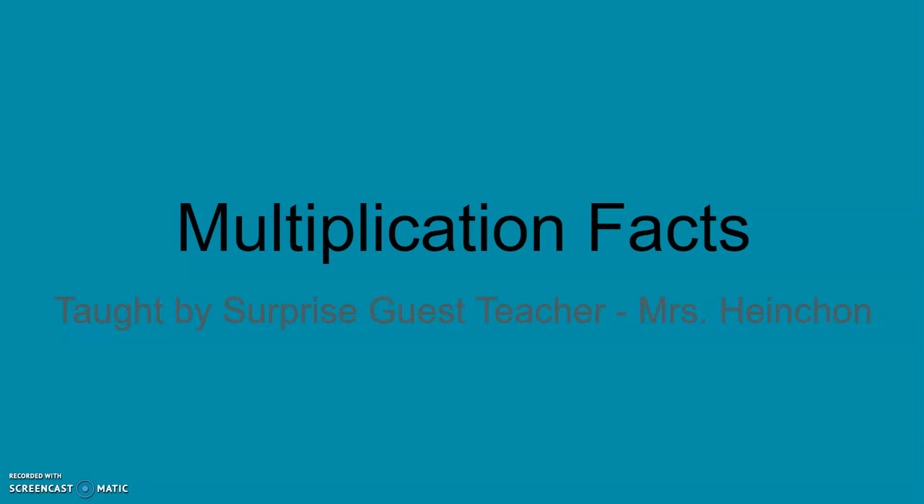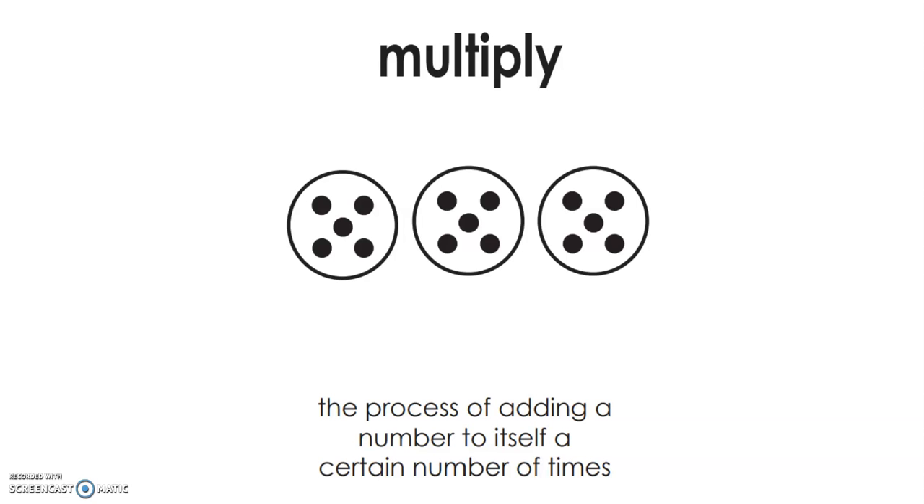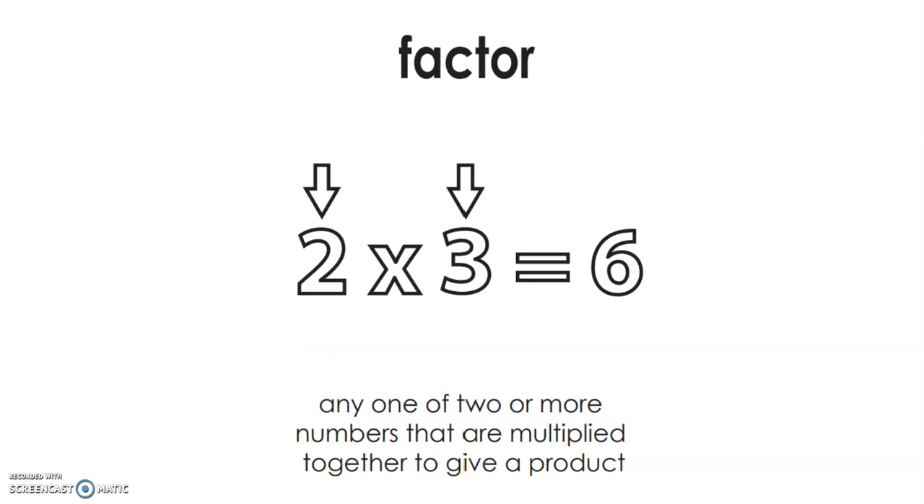Let's talk about some vocabulary that we need to review. We know what multiplying means. It's the process of adding a number to itself a certain number of times. So what would that right there represent? We've got 3 groups of 5. So it would be 5 times 3.